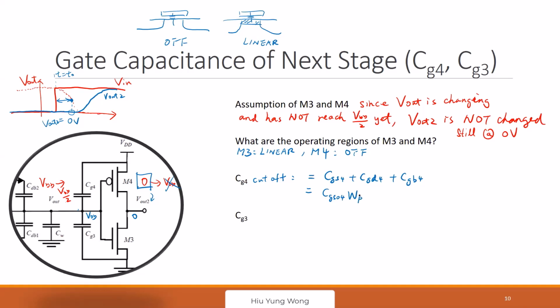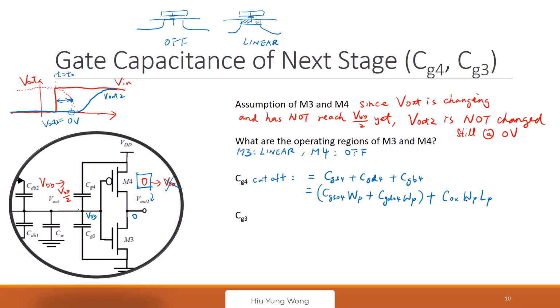Good. How about CGD4? CGDO4 times WP, right? How about CGB4? COX times WP times LP. Very good. So here I don't talk about effective capacitance. Let's just do that. It's not a big difference.